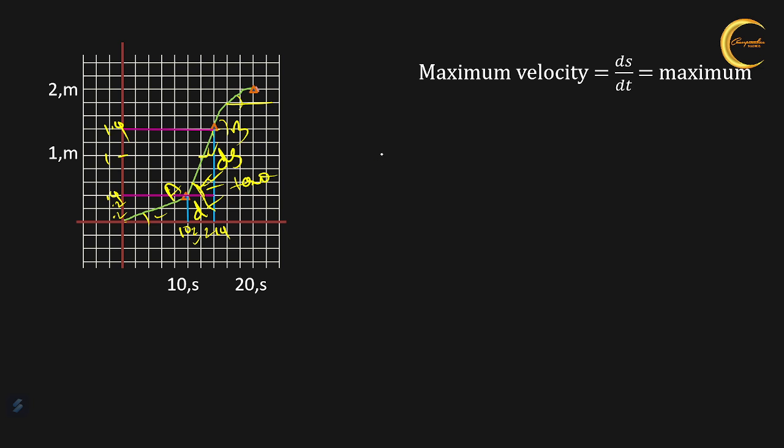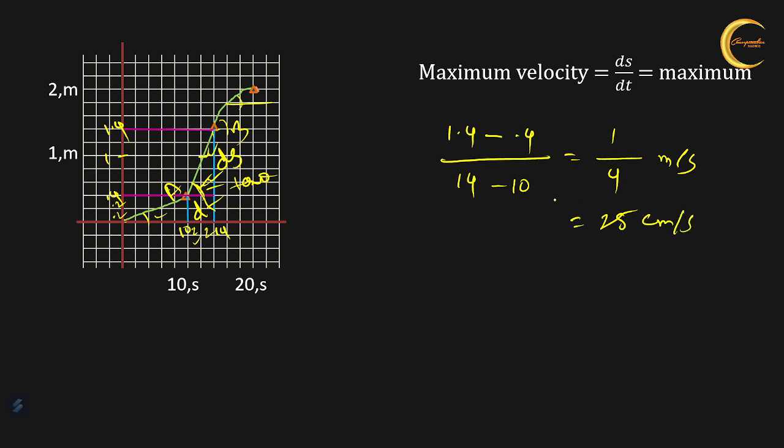Now this is tan theta. So again, if we find out the velocity, velocity means the final displacement. Final displacement how much? This is 1.4 meter minus 0.4 meter, divided by final time, which means 14 second minus 10 second. So this equals 1 by 4 meter per second, or you can say this is 25 centimeter per second. So this is our answer.